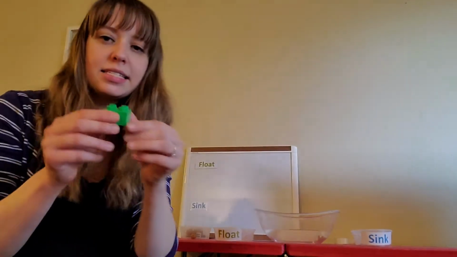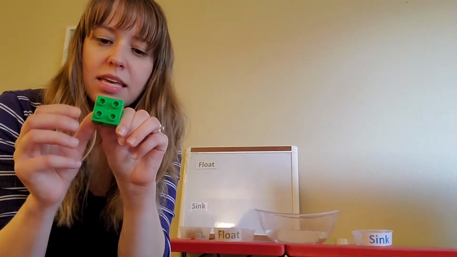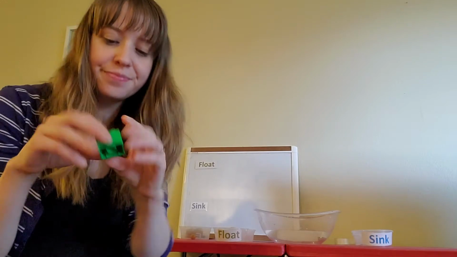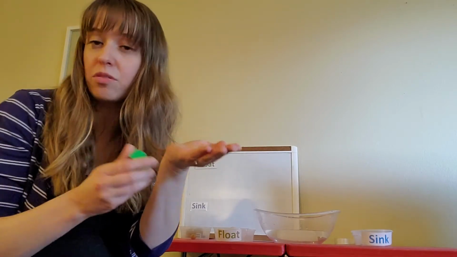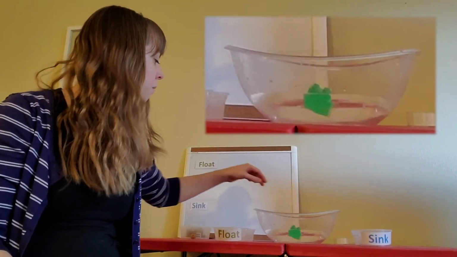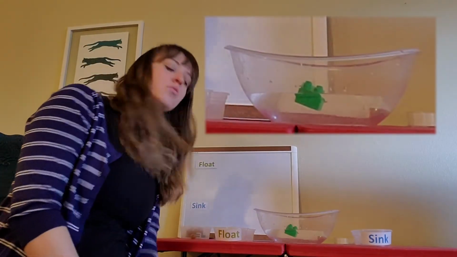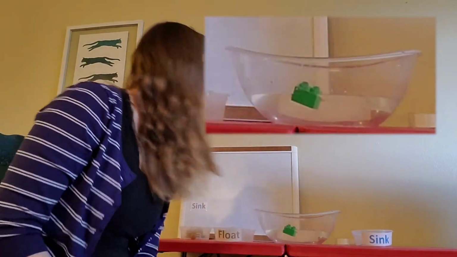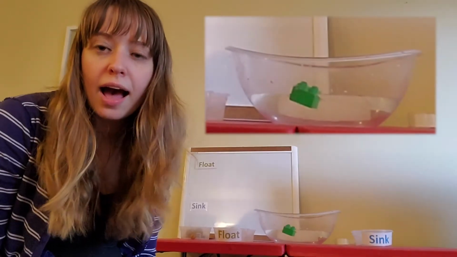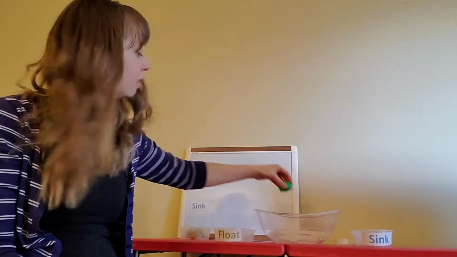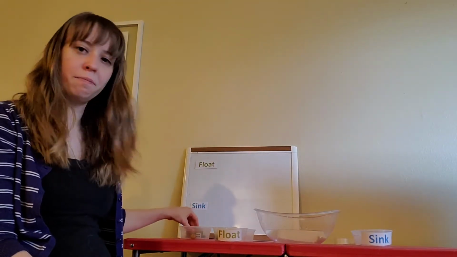Next up is this Lego. You can see it has 4 prongs, and on the back it looks like this. Do you think the Lego will sink, or do you think it will float? Let's see. Ooh. The Lego is kind of halfway between floating and sinking. It's a little bit different from the other things we test, but since it's mostly over the water, I'm gonna count it as floating. So we'll put it over here in the float bowl.